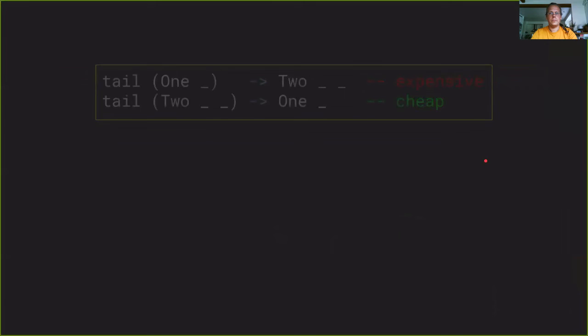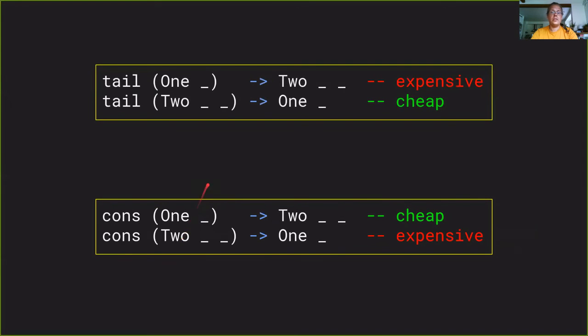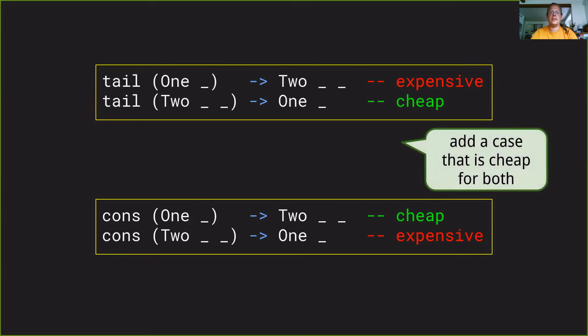Since we only have 2 cases, 1 or 2, in either case one of these operators is expensive. We can never hope to be cheap in any case. So how do we fix this? Well, if we add one more case that is cheap for both of these operators, then we have a chance of getting a constant time amortized complexity.